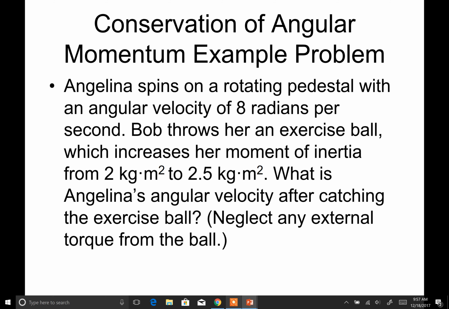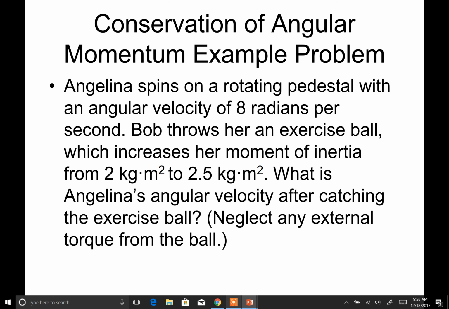So here's an example problem dealing with angular momentum. Angela spins on a rotating pedestal with an angular velocity of 8 radians per second. Bob throws her an exercise ball, which increases her moment of inertia from 2 to 2.5 kilograms times meter squared. What is Angela's angular velocity after catching the exercise ball? Neglect any external torque from the ball.